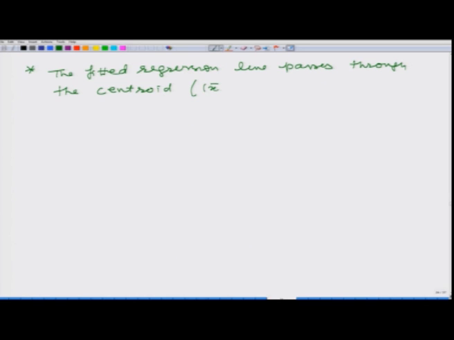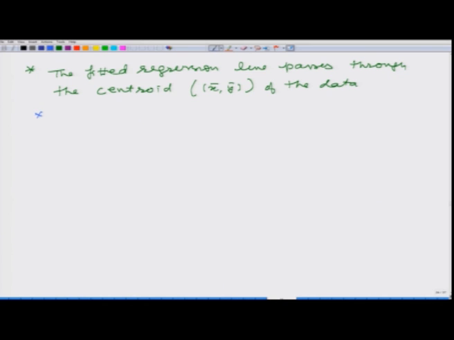The next result which I would like to inform you of is that the fitted regression line passes through the centroid. The centroid is what here? In our case, the centroid is x bar and y bar of the data, right. That you can actually verify. If you substitute the values of x bar and y bar, you can easily verify it.